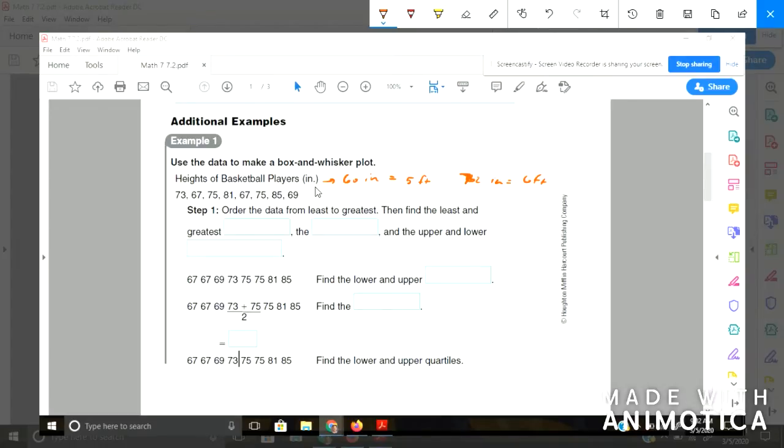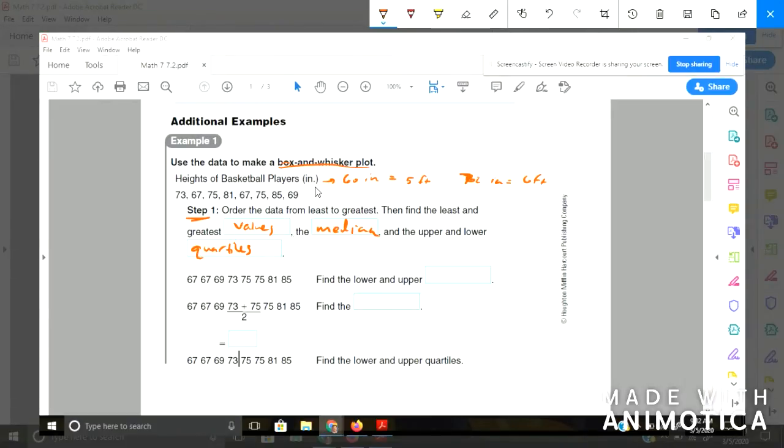The first step that we always want to do is order our data from least to greatest, and then find the least and the greatest values, the median, and the upper and lower quartiles. These are the things we need to make a box and whisker plot. Here, they've ordered the heights in inches from least to greatest for you. There's two 67s, and you can see that they just ordered it here.